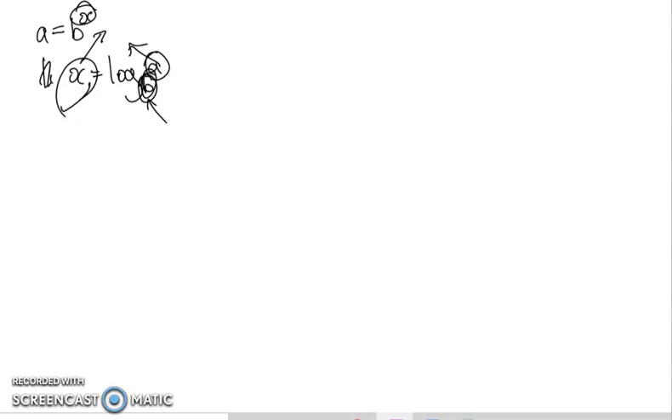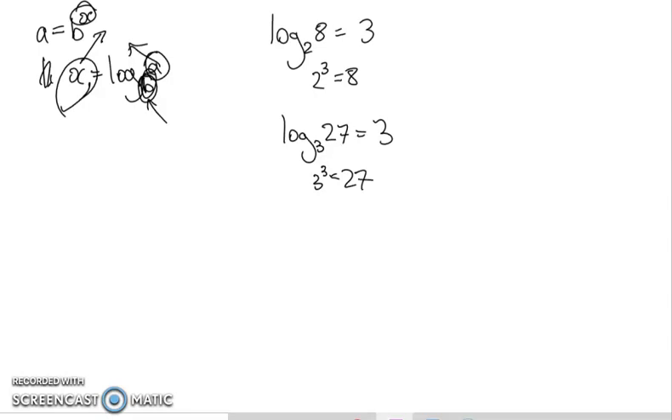Now, I'll give you a few problems you want to practice, and maybe you want to pause the video, but yeah, here they are. Log base 2 of 8. It's going to be 3 because we know that 2 to the power of 3 is equal to 8. Right? Log base 3 of 27. Again, that's going to be 3 because 3 to the power of 3 is 27.